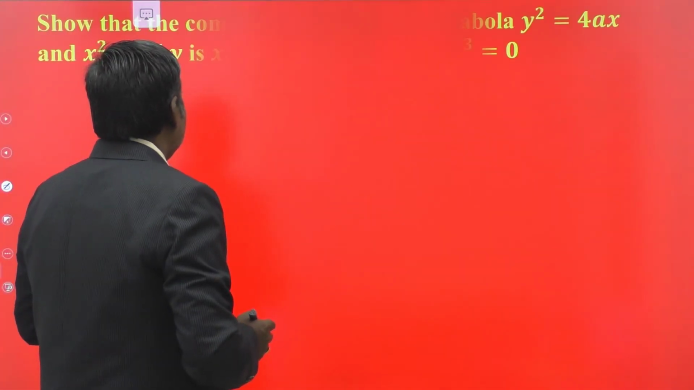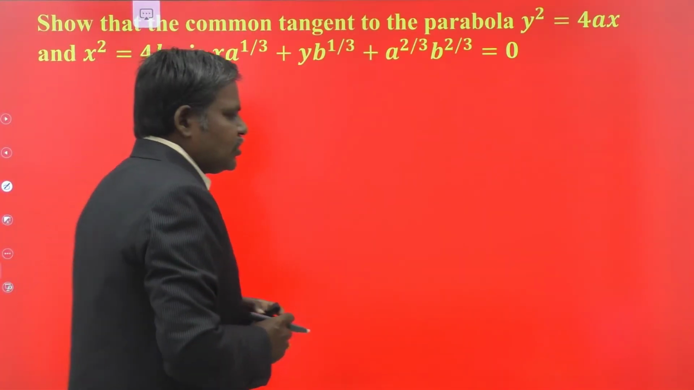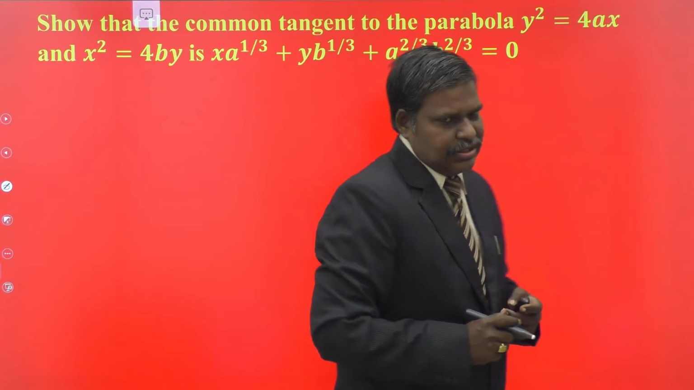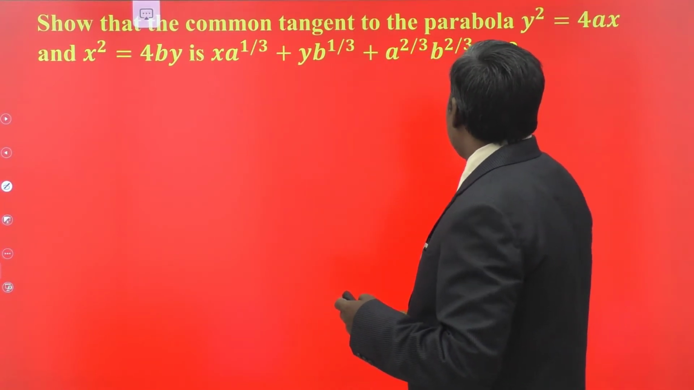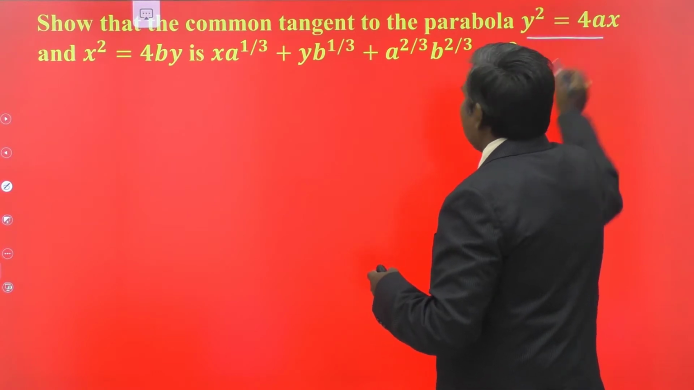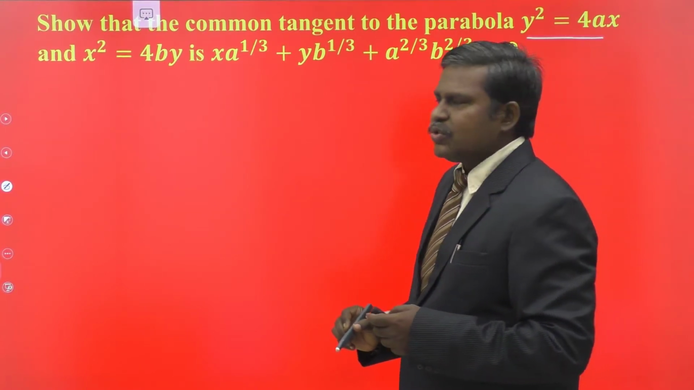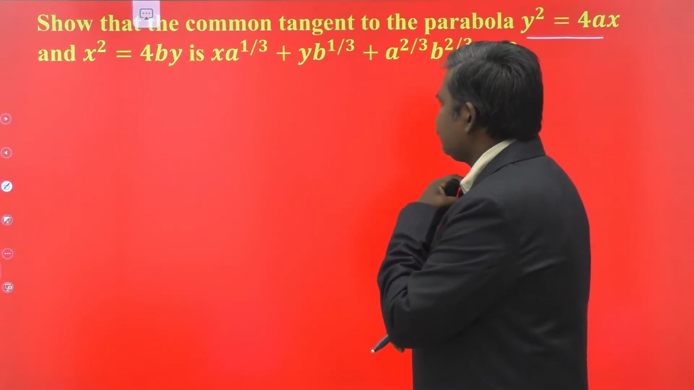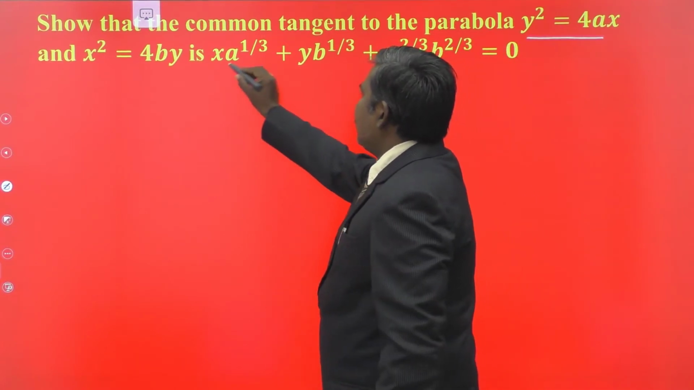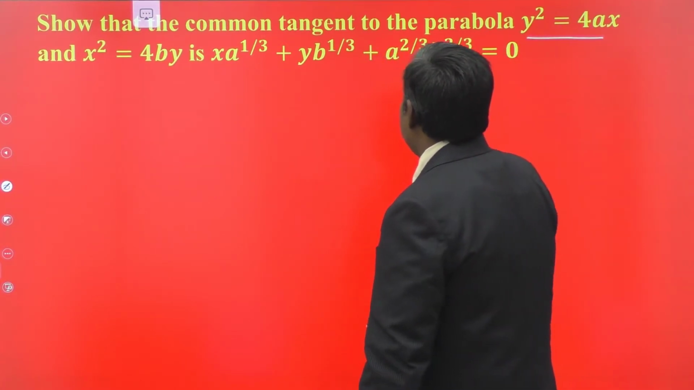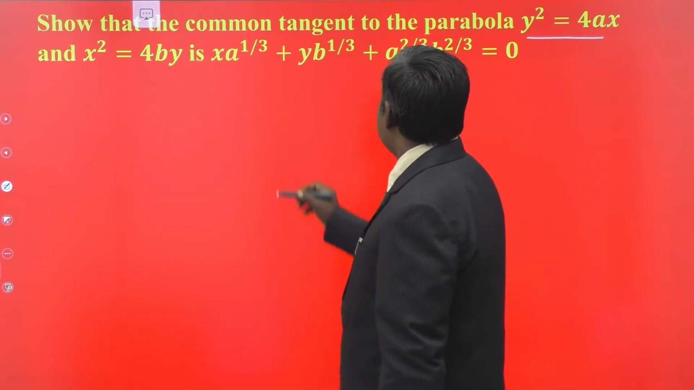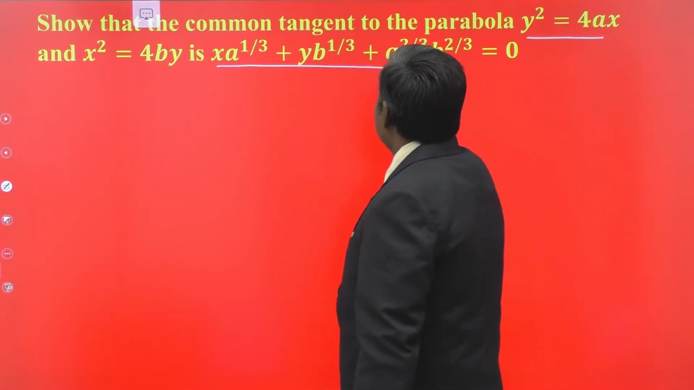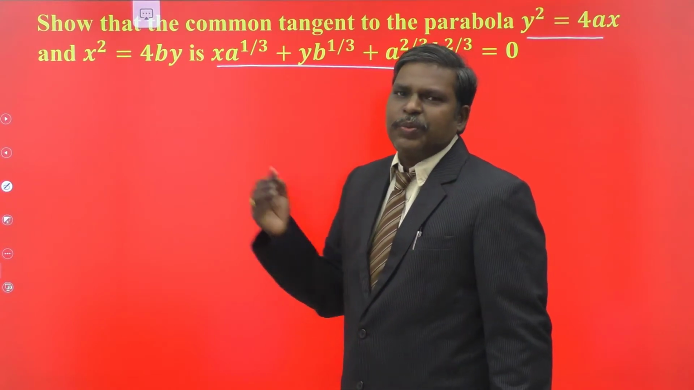Next question. This is also a question related to common tangents. See here. Show that the common tangent to the parabolas y square is equal to 4ax and x square is equal to 4by is a power 1 by 3 into x plus b power 1 by 3 into y plus (ab) whole to the power of 2 by 3, that is a power 2 by 3 plus b power 2 by 3 equal to 0. Common tangent to both parabolas.